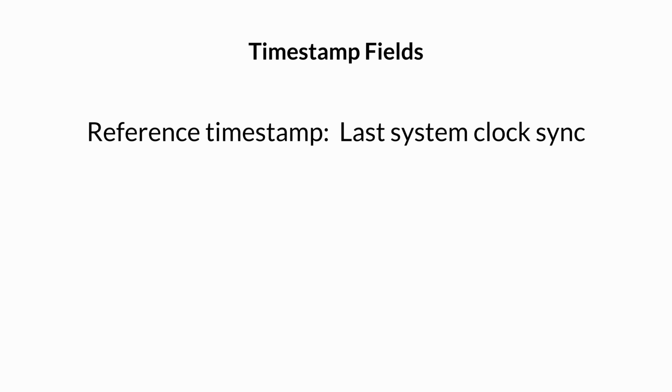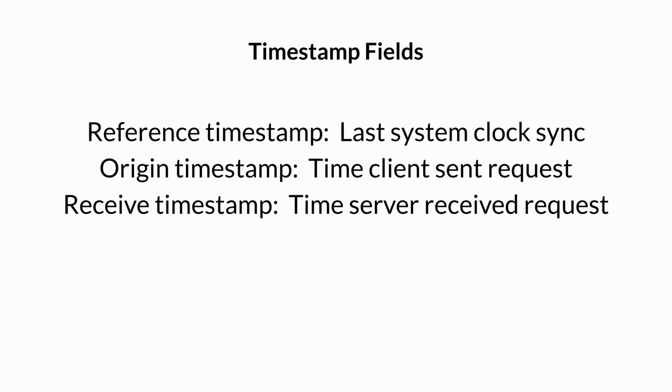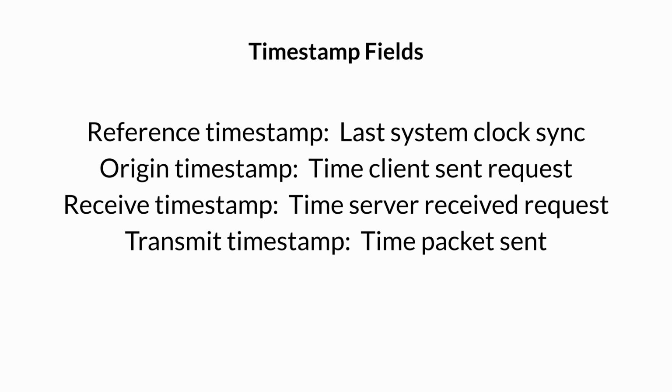There are 4 unique 64-bit timestamp fields. The reference timestamp tells us when the system clock was last set. The origin timestamp tells us what time the client sent its request. The receive timestamp tells us what time the server received the client request. And the transmit timestamp tells us what time the packet was sent.